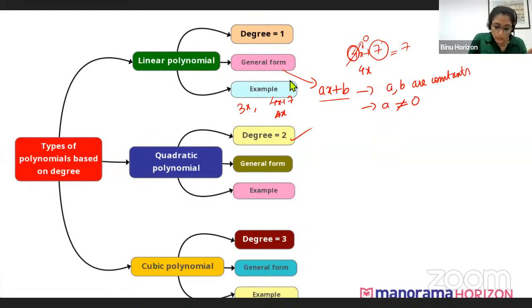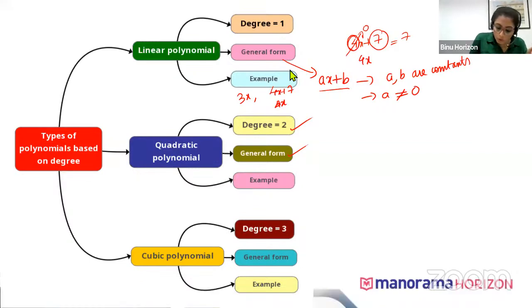Can you tell me the general form of a quadratic polynomial? A quadratic polynomial is always of the form ax square plus bx plus c. If you look at this, what is the degree of x over here? The variable has power 2. That means degree is equal to 2. It can have as many terms. And the condition is that a, b, c should be some constants.